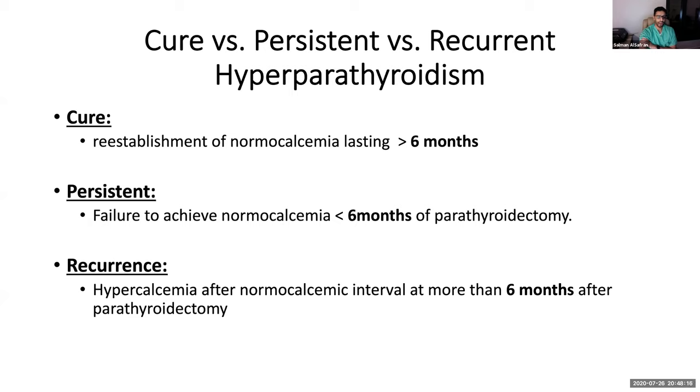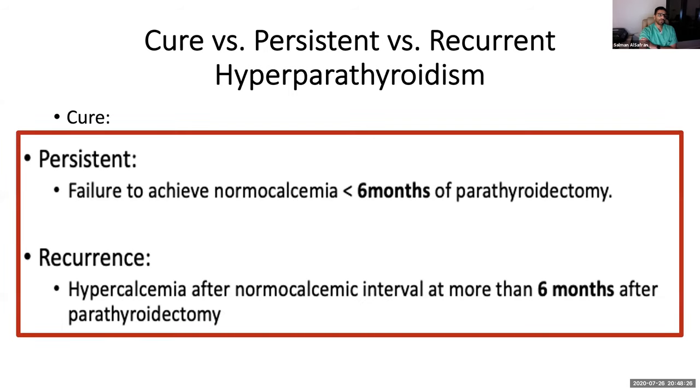Recurrence, on the other hand, is where you have an interval of normal calcemia, and then after 6 months, you develop recurrence, okay? For those two entities, if you don't do a lot of parathyroid surgery, you should not be managing those patients. Surgeries are very difficult and very hard surgery, and complications are very high.